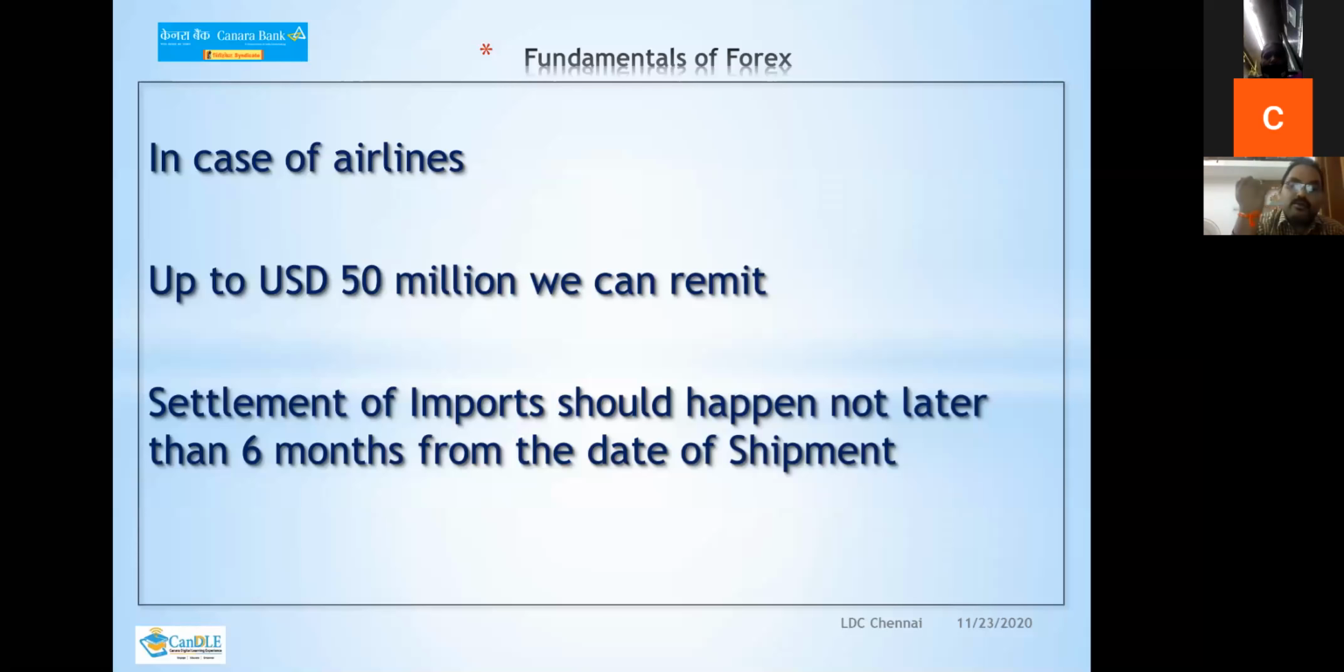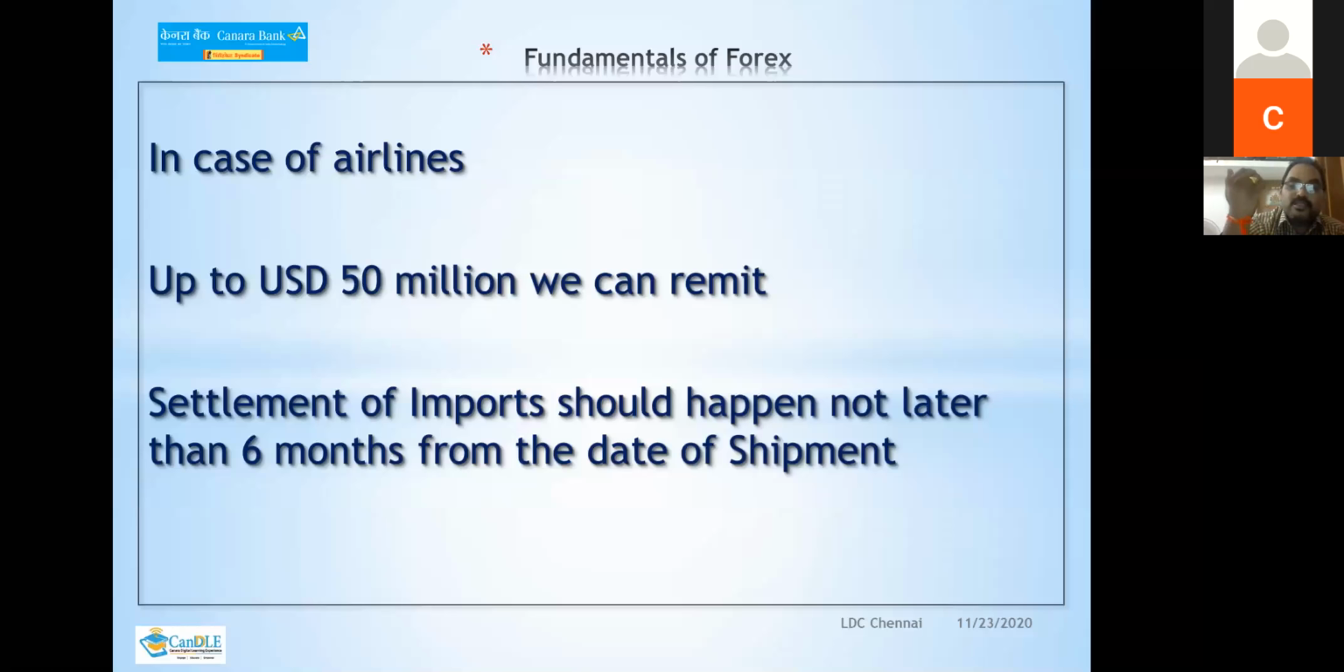I imported goods. They have supplied me goods based on my goodwill. When do I have to settle my imports? The time permitted is only 6 months from the date of shipment. Very, very important. If advance payment is made, I have to get all these things. If advance payment is not made, I got imports without making any payment.